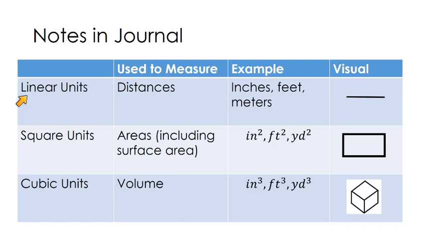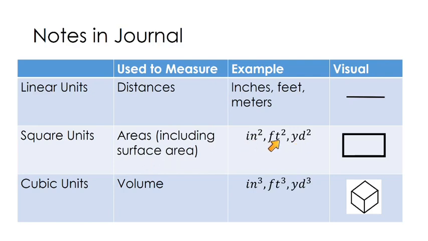We know that if I'm referring to linear units, we're talking about distances or lengths. And those are measured in linear units, inches, feet, or meters, and it's how long something is, okay? If you're measuring the height of an object or the length of an object, those are linear units. Next, if we're talking about square units, we're referring to areas like surface area. And this is our notation for it.